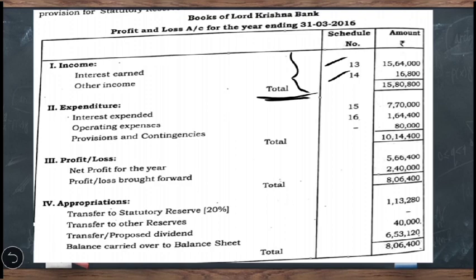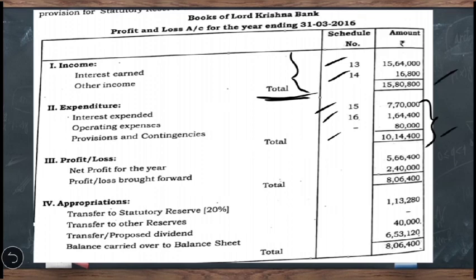The second heading is for writing the expenditure. Under that, note number 15 is interest expended. We have 7,70,000. Note number 16 is with regard to operating expenses. We have 1,64,400. Then one more item, provisions and contingencies. It does not carry any note number, but the amount here is 80,000. So total of expenditure comes to 10,14,400.